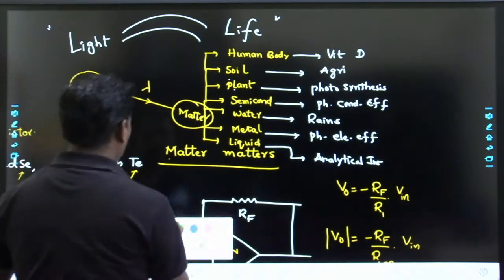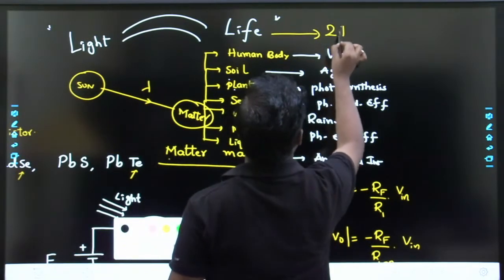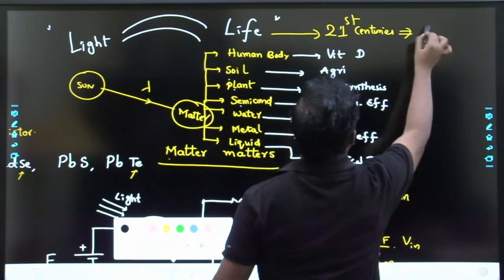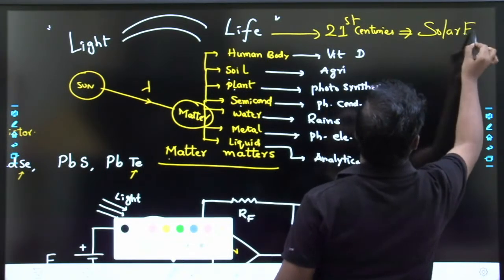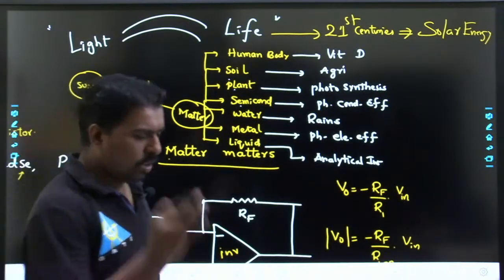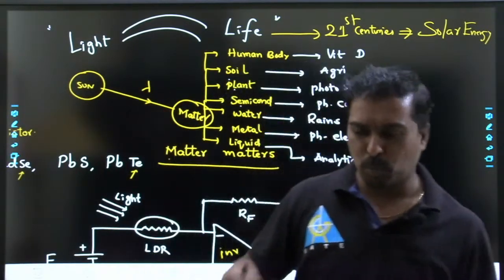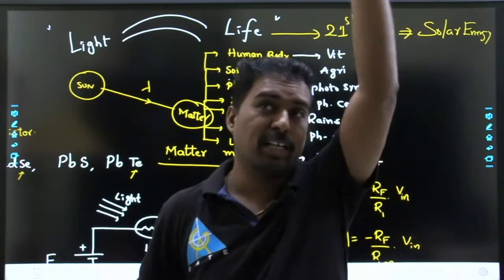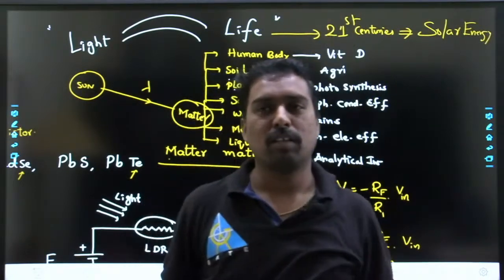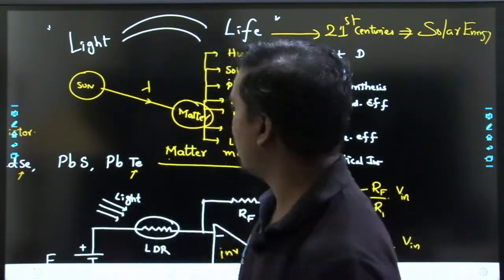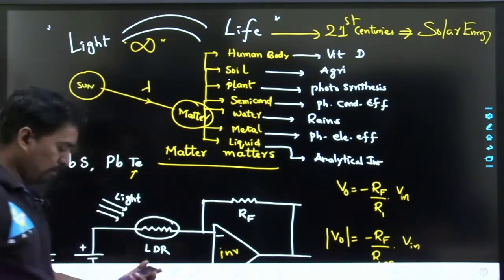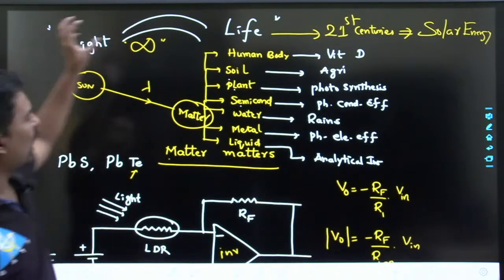That's why human beings, in the 21st century, are now coming to solar energy. Everything is over, coal is over, water is over, man has dug everything. Elon Musk is going to Mars to bring something. But we are not seeing the sun. The sun is having an infinite source of energy. Light is life.